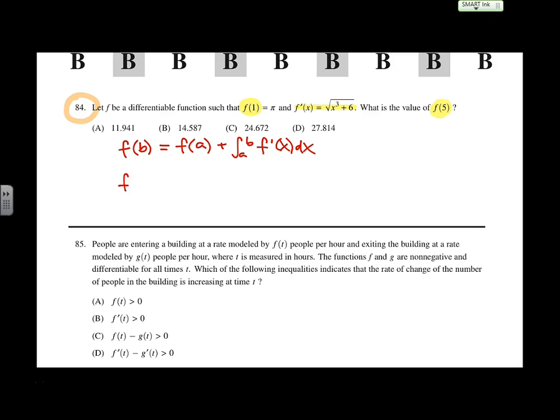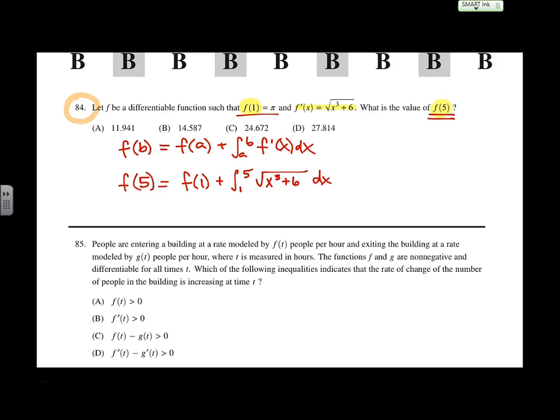So then what is our b in this example? Where are we ending? 5. We're ending at 5. What are we starting with? What did they give us? 1. So then what am I going to put as the bounds of my integral? And who's my derivative?